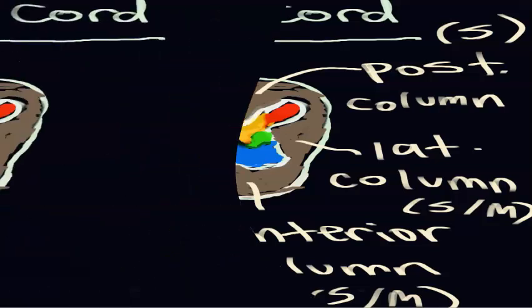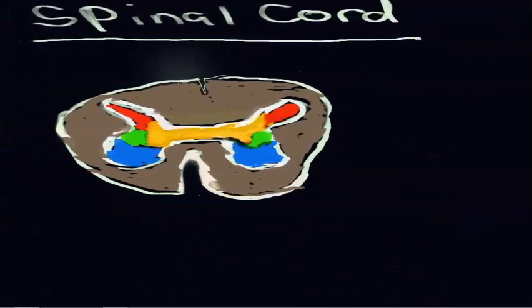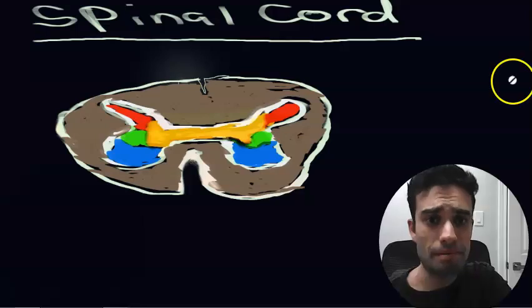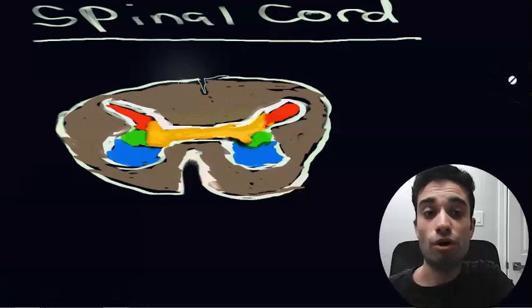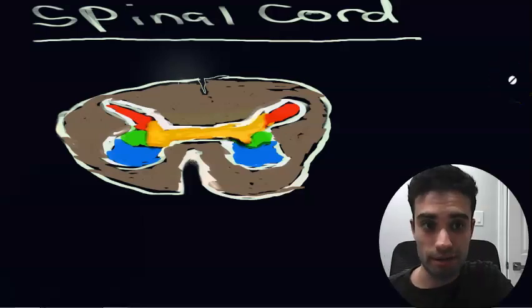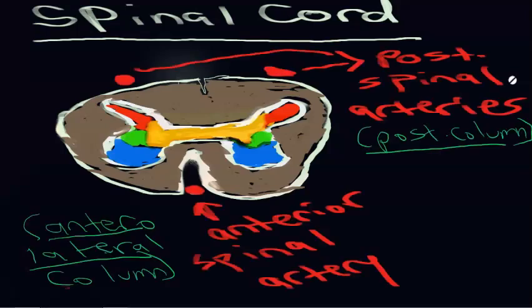Lastly, let's talk a little bit about the blood supply to the spinal cord. So, the spinal cord receives blood supply from spinal arteries. So there are two types. There is the anterior spinal artery and there are two posterior spinal arteries. So there's only one anterior and two posterior.